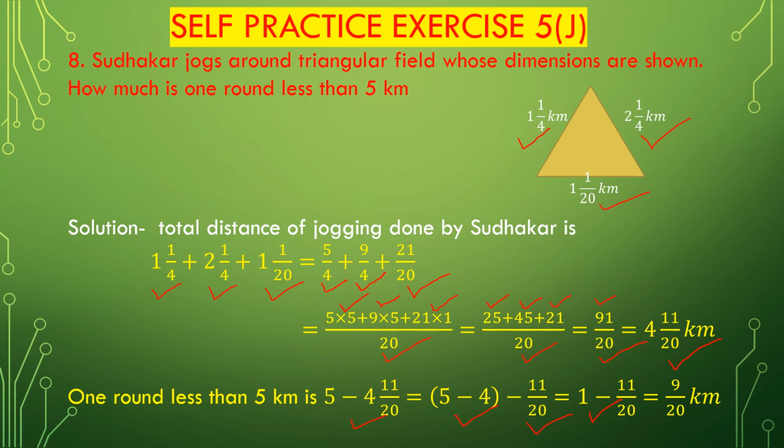Now multiply this denominator 20 with whole 1. 20 multiplied with 1 is 20. 20 minus numerator 11, 20 minus 11 divided by 20. 20 minus 11 is 9. 9 divided by denominator 20. Now we get 9/20 kilometer. So one round less than 5 kilometer is 9/20 kilometer.